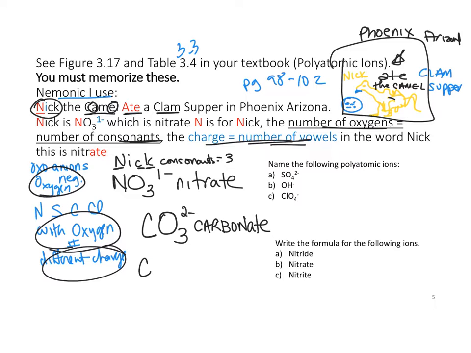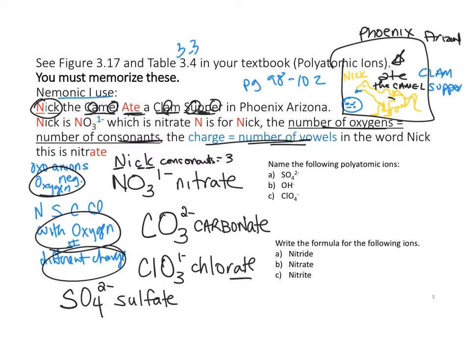Clam. Clam is Cl. We don't know how many oxygens there are. How many consonants are there? 1, 2, 3. There's 3. How many vowels? 1. 1 minus. This is chlorate, because Nick the camel ate supper. So this is your sulfur. How many consonants are there? 1, 2, 3, 4. There's 4. See, there's 2 P's in supper. How many vowels? The U and the E. It's a 2 minus. This is your sulfate.